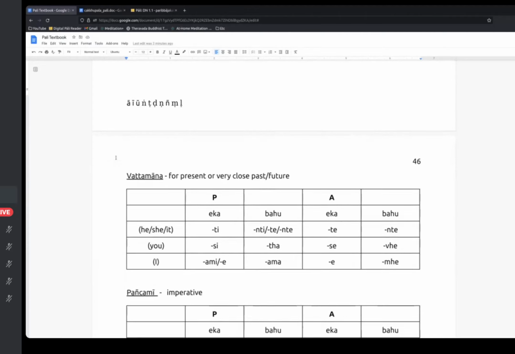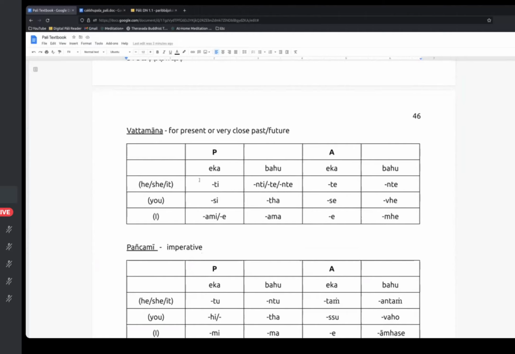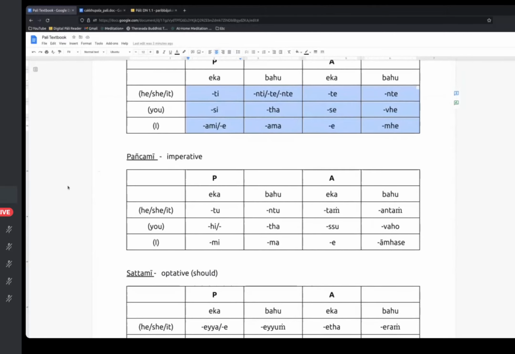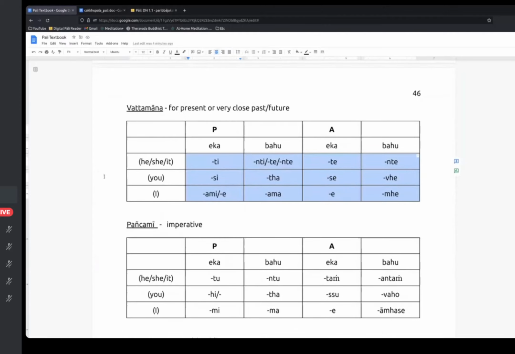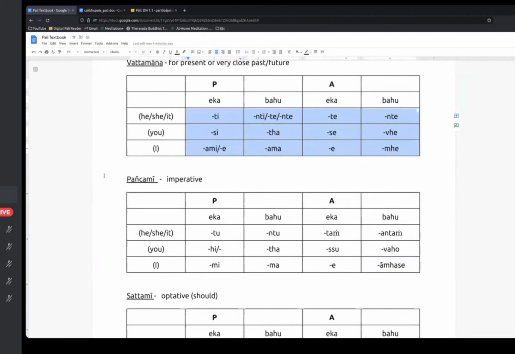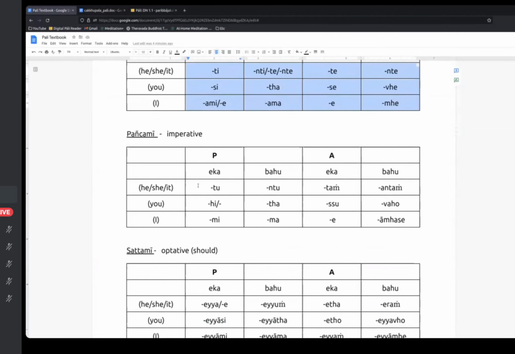Okay, so pada is just the two different types of suffixes. So when you memorize a paradigm, you're going to have this many things to memorize. So this is vattamana. These are the endings for vattamana. And now you know verbs, more or less. We'll talk next about roots. Panchami, these are the endings for imperative. I guess I'm not going to go over them.